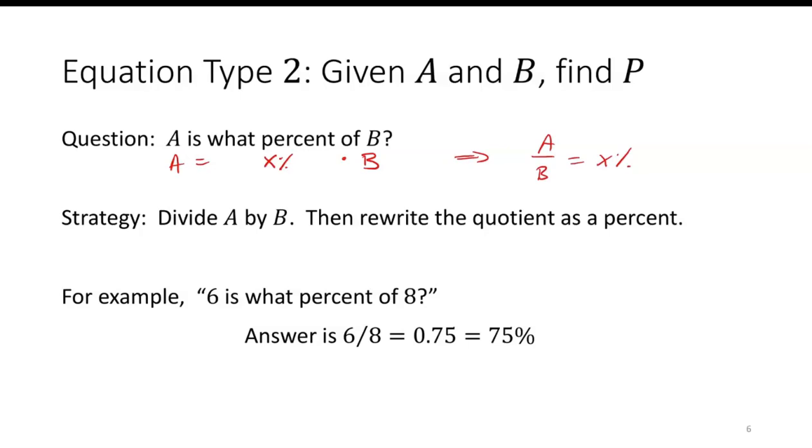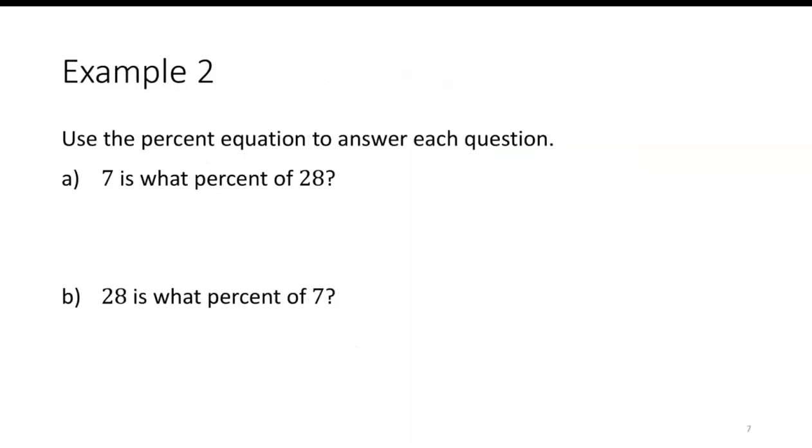So if I ask you 6 is what percent of 8? Well, I go 6 divided by 8 is 0.75, which is 75%. So 7 is what percent of 28? Again, as translated, 7 equals what percent times 28. So in this case, 7 over 28, that is 1/4, which is 0.25, or it is 25%.